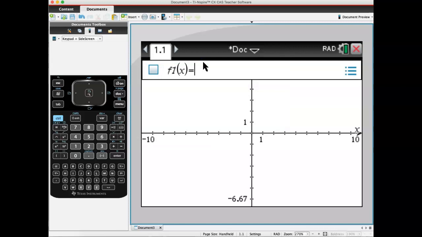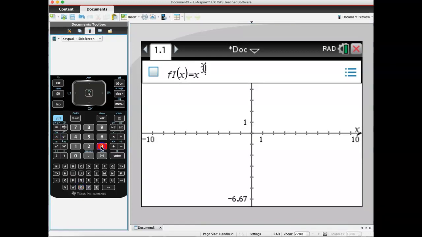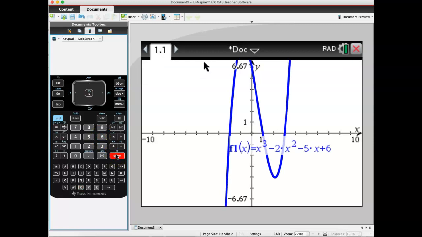In that graph, we are going to enter this: x cubed minus 2x squared minus 5x plus 6. So I'm going to come over here and say x cubed, enter over, then say minus 2x squared minus 5x plus 6. And we're going to hit enter so we can see our graph, okay?